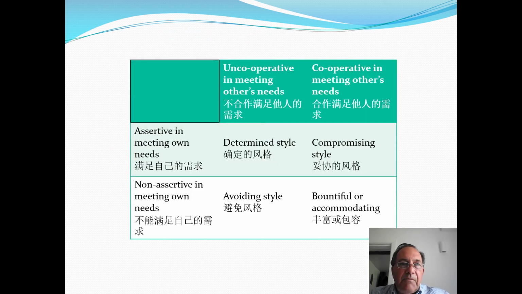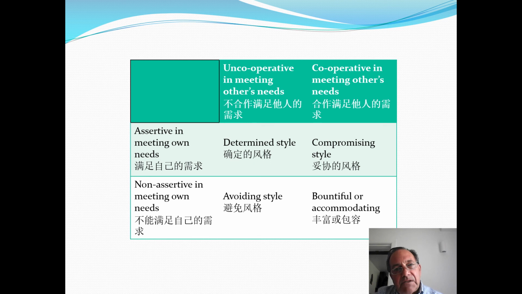This 2x2 matrix illustrates the options available where we look at people's ability to or need to assert their own needs or not assert their own needs on one dimension. On the second dimension, it's how people can be cooperative in meeting others' needs or be uncooperative in meeting others' needs. And this results in kind of 4 different styles of how we handle conflict.